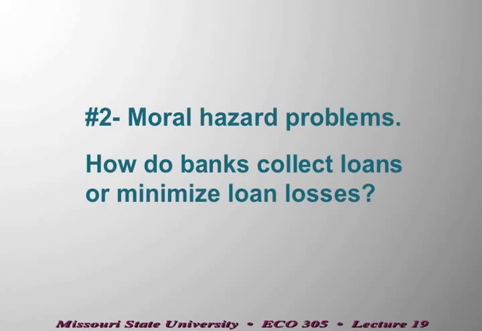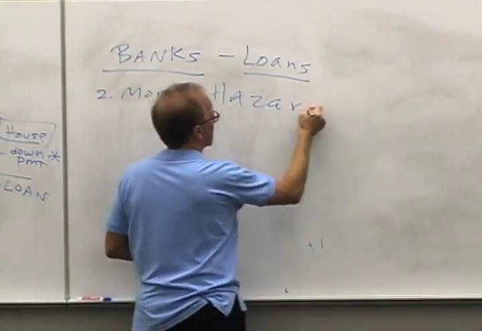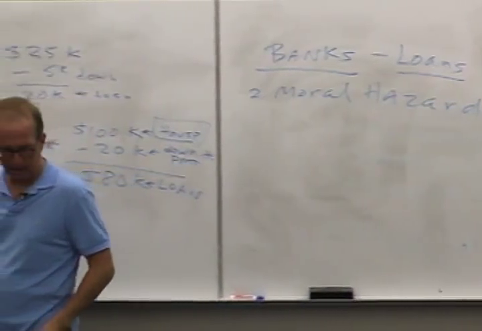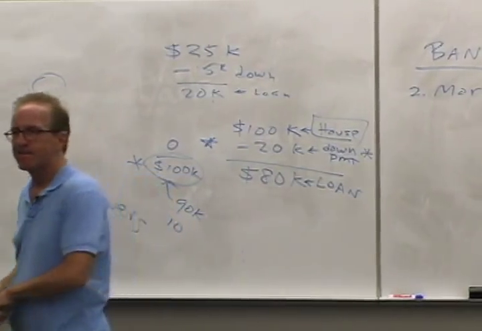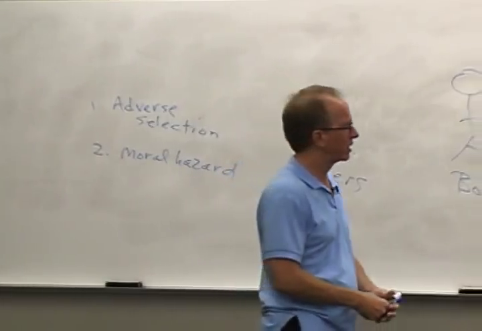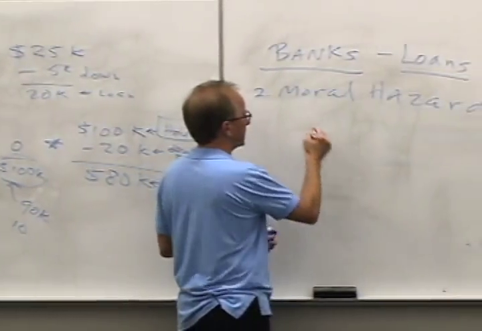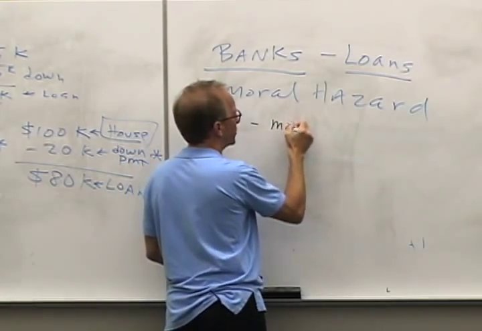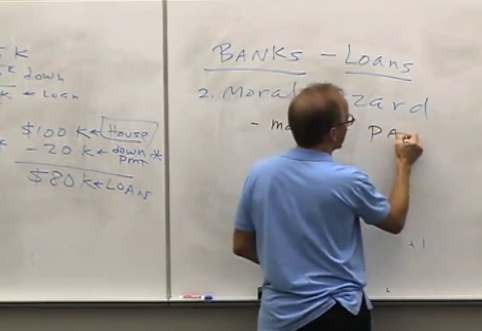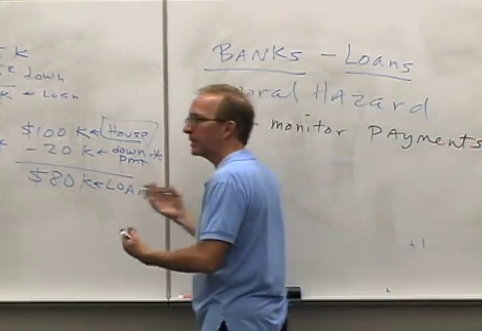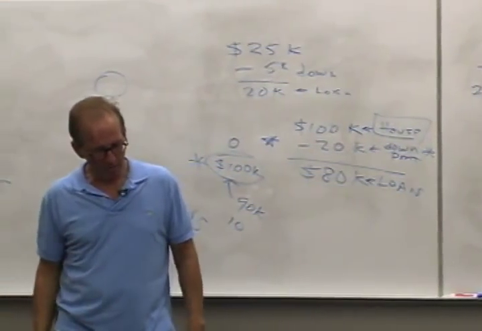Now, what about moral hazard? How do banks deal with that? What do the bankers do after the loan's made? How do they make sure they don't lose at that point? First of all, they'll monitor the payments that are coming in, and they'll monitor those closely.